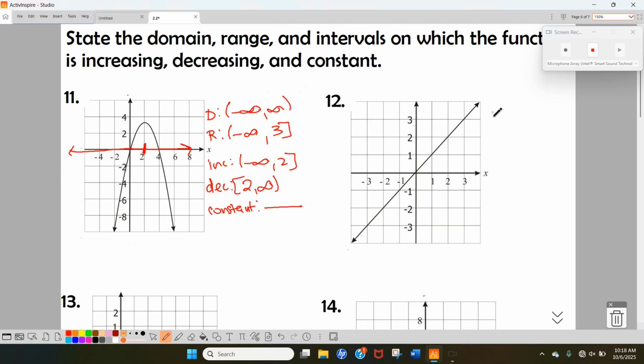All right, number 12 is a line. So its domain and range are both all real numbers. It is increasing because it goes up from left to right the whole time. So from negative infinity to infinity. It does not decrease and it is not constant.